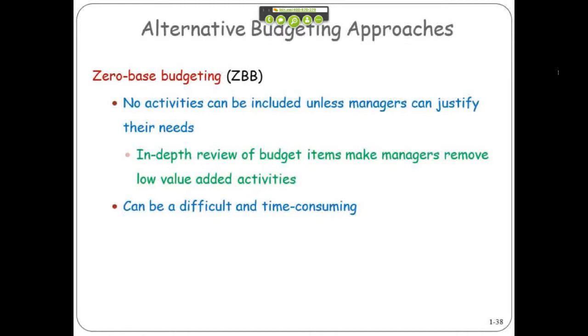ZBB, zero-based budgeting. This often happens in a down market. The economy is bad. Companies are trying to figure out how to cut costs. They don't want each department to say, well, it cost us $1 million to run our department last year, we'll cut 5%. It'll cost us $950,000.